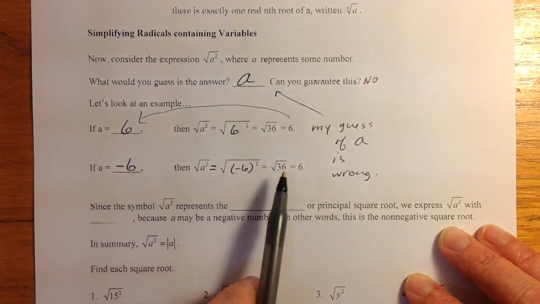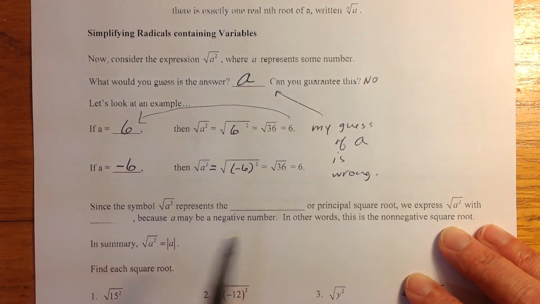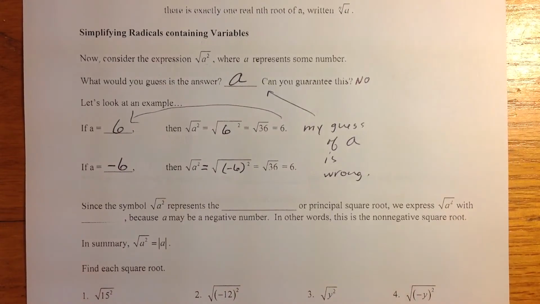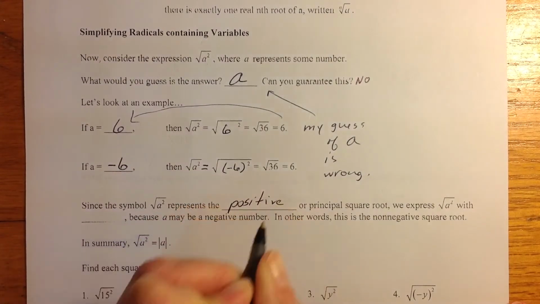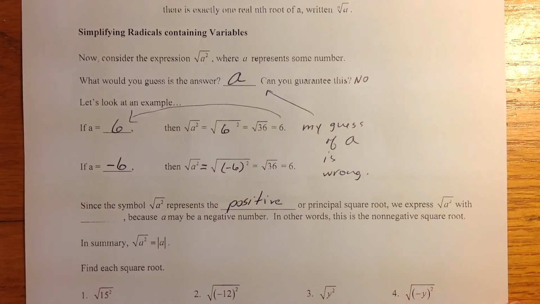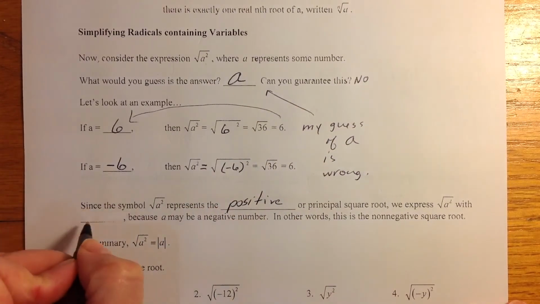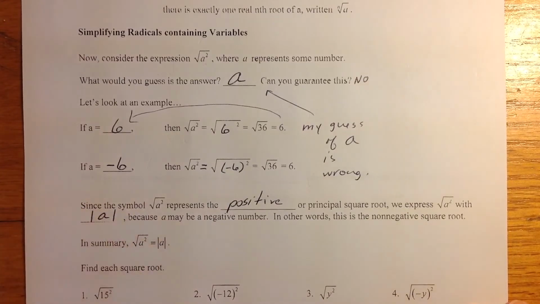Because I don't always get back a when I take the square root. So here's what we need to know. Since the symbol square root of a squared represents the positive square root, we express the square root of a squared with the absolute value of a, because that way our answer will be positive. So in summary, the square root of a squared is equal to the absolute value of a.